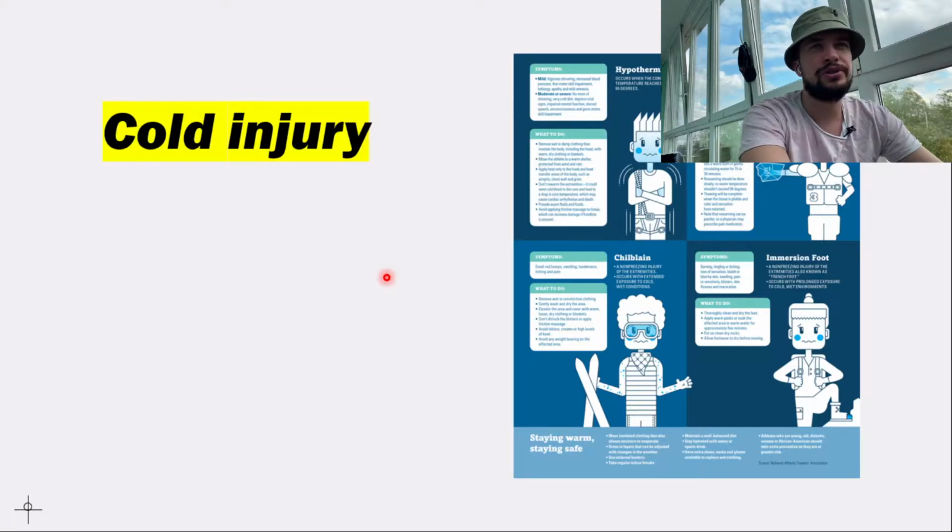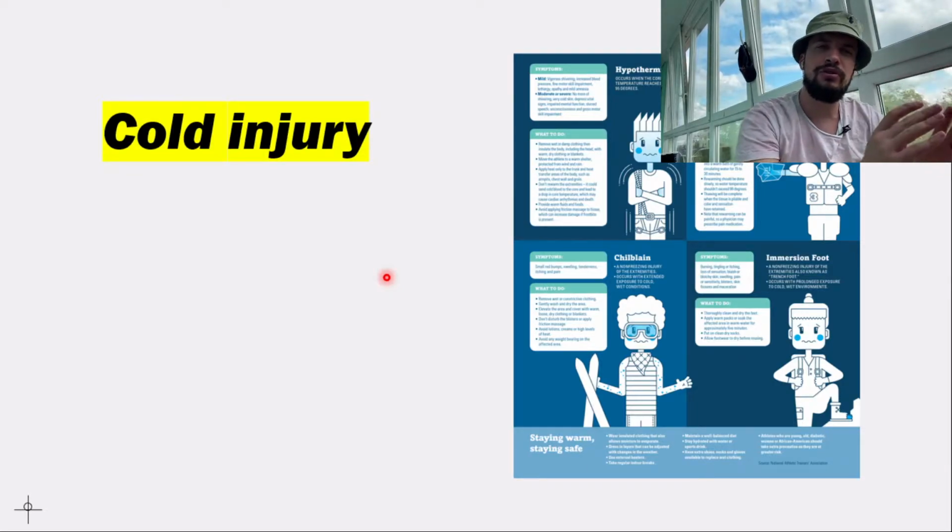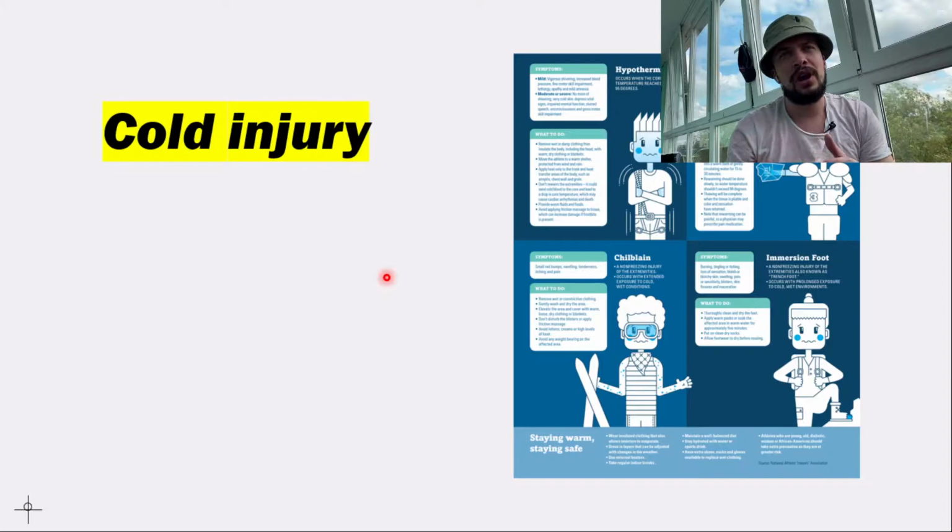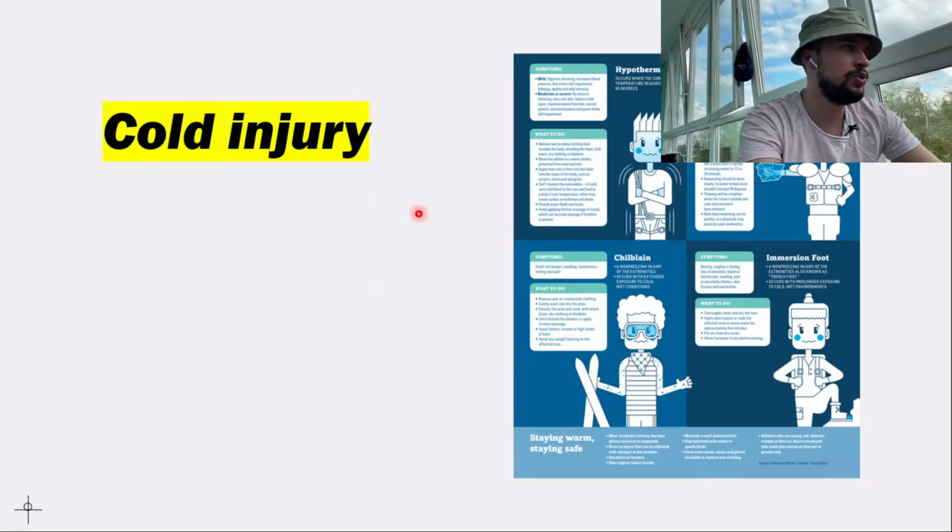Okay, cold injury is the result of external exposure to low temperature, delayed, in general and local cooling, as well as their combination. There you see a big picture with some small topics, and now we will discuss them.